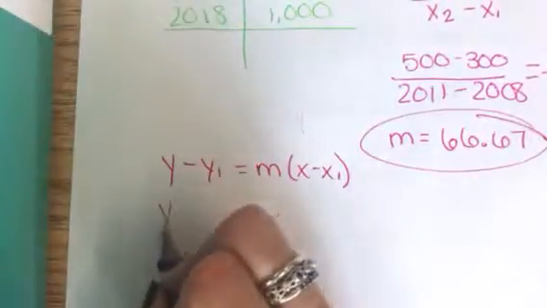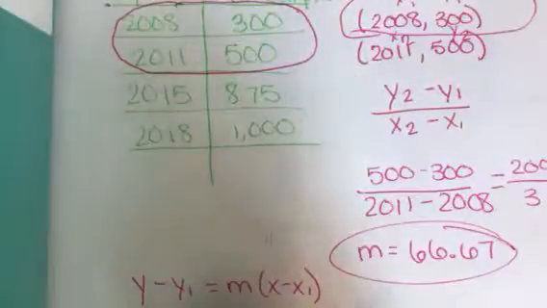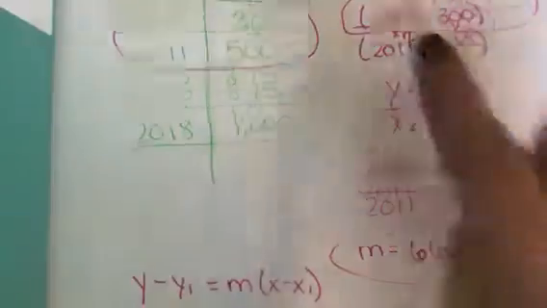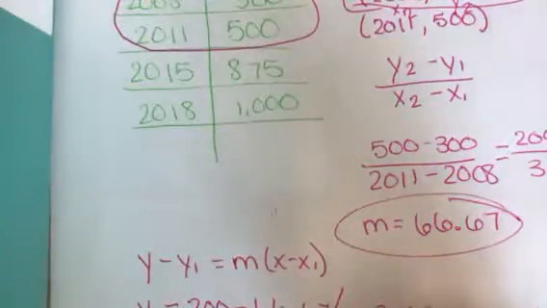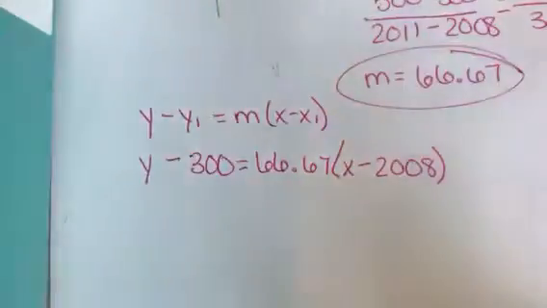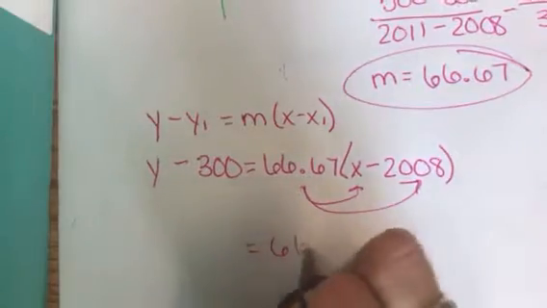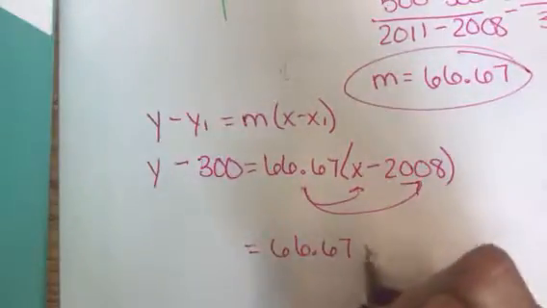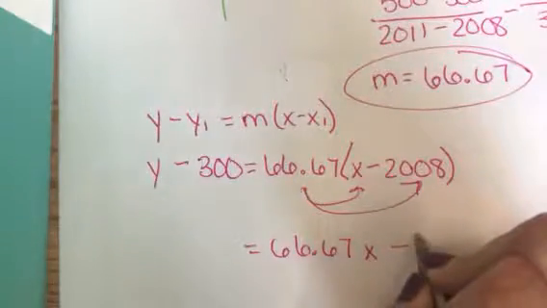So we'll say y minus, our y sub 1 was 300, equals our slope, which we said was 66.67, times our x minus x sub 1, so x minus 2008. We don't want to leave our answer in this format, so we need to distribute and solve. So we'll get 66.67x, and we're multiplying, so I'm going to take 2008 times 66.67.